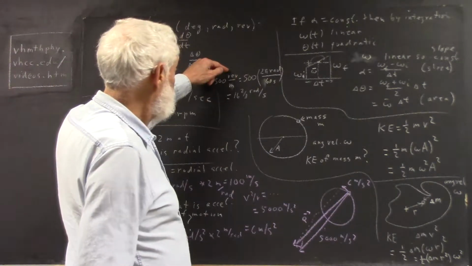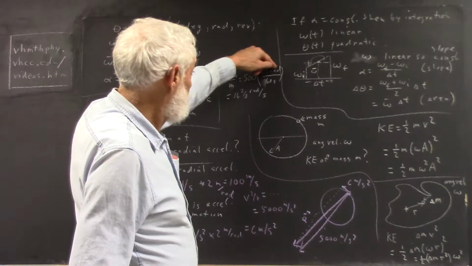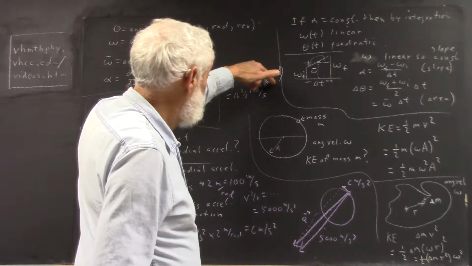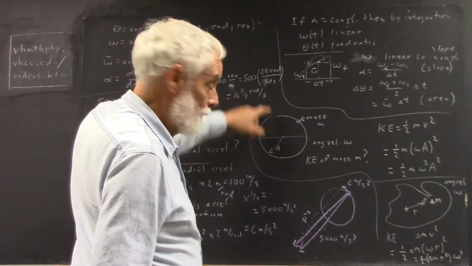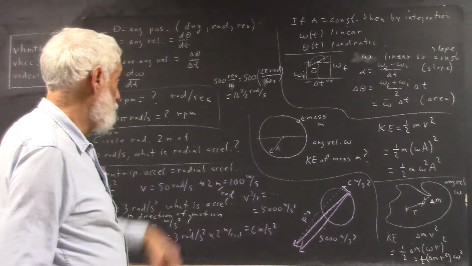You know, revolutions are converted to radians, minutes to seconds. We end up with revolutions per minute converted to radians per second with the appropriate numbers.